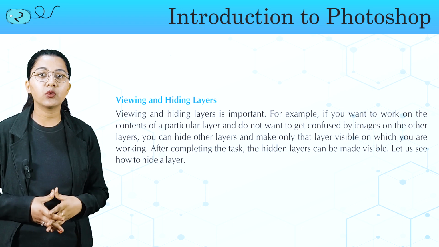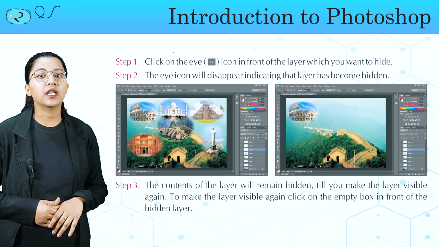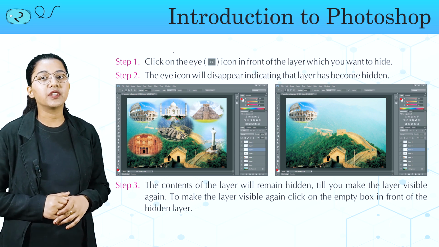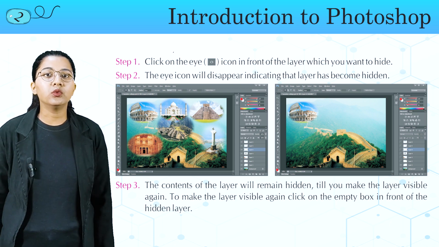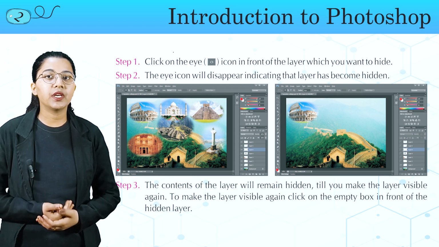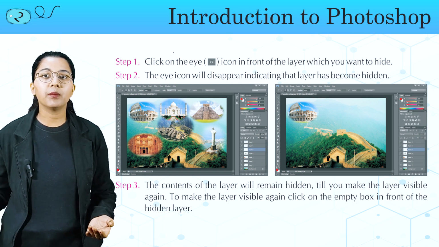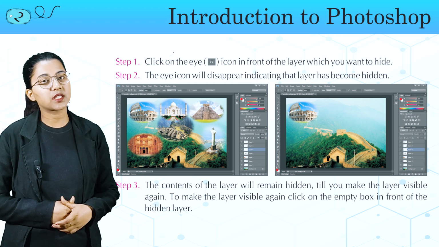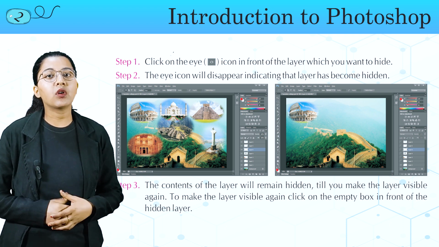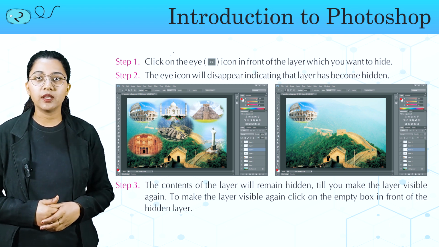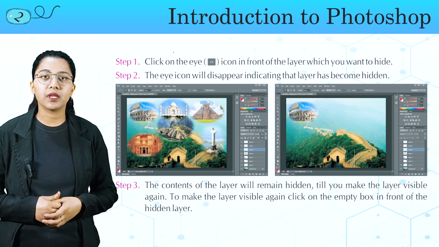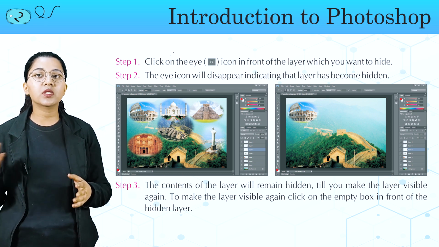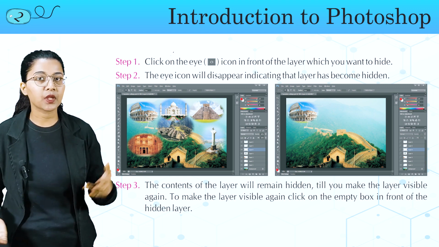Let us see how to hide a layer. Step 1. Click on the eye icon in front of the layer which you want to hide. Step 2. The eye icon will disappear, indicating that the layer has become hidden. You can see the images along with the steps. Step 3. The content of the layer will remain hidden till you make the layer visible again. To make the layer visible again, click on the empty box in front of the hidden layer.